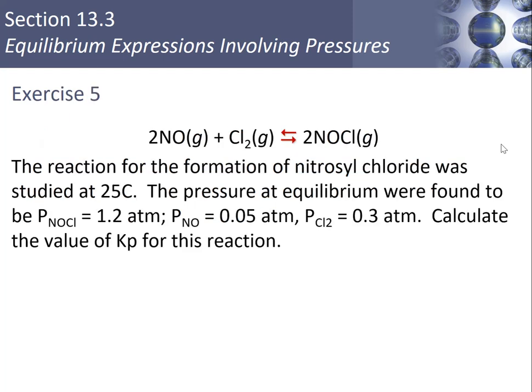So exercise 5. We have this reaction for the formation of nitrosyl chloride studied at 25 degrees Celsius. The pressure at equilibrium was found to be what is given. Calculate the Kp for this reaction. So set up your Kp expressions. They're all gas, so they're all involved. And solve. Okay, pause the video for that, and you'll find that your Kp is equal to 1.9 times 10 to the third.